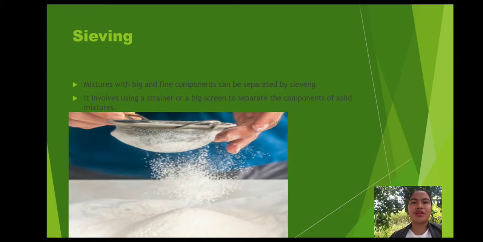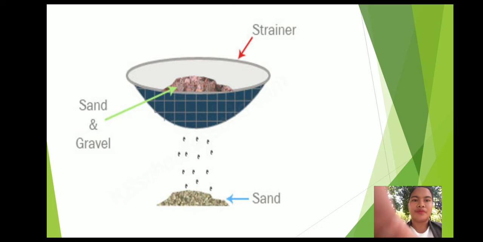Next, we have here the sieving. Okay, sieving, it is the mixtures with big and fine components can be separated by sieving. Like we use in our flour, we sift it by using the strainer. It involves using a strainer or a big screen to separate the components of solid mixtures. Like the sand and the gravel. If we build a home or a house, as we finish it, or like we call finishing, we use the big screen to separate the fine sand with the gravel. Okay, here is the image.